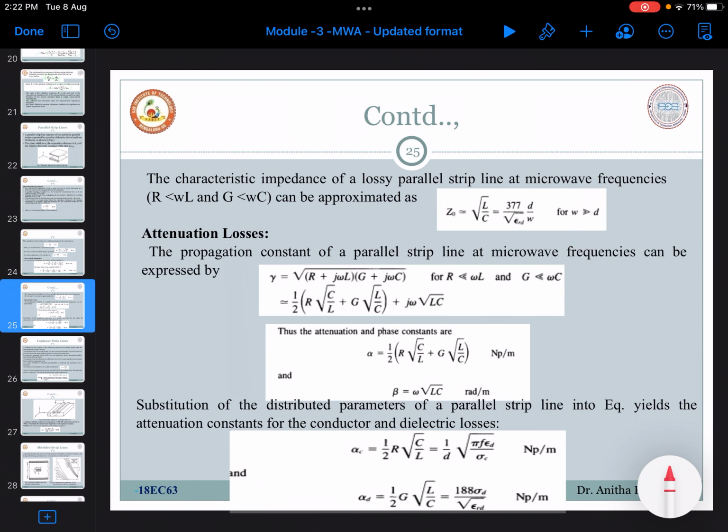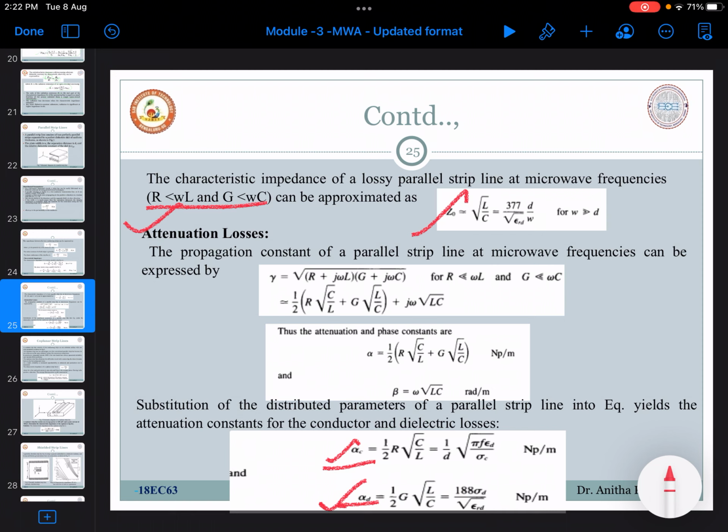Suppose I want to represent the characteristic impedance of a lossy parallel transmission line, considering this approximation, Z can be found out in this manner. In the same way as we have seen in the case of microstrip line, even these lines will have losses, like all these 3 losses as we know: attenuation loss, constituting 2 losses, one is dielectric loss and the other is conductor loss. Next one is radiation loss. Coming to these attenuation losses, we have alpha C and alpha D. Alpha C represents conductor loss and alpha D represents dielectric loss.